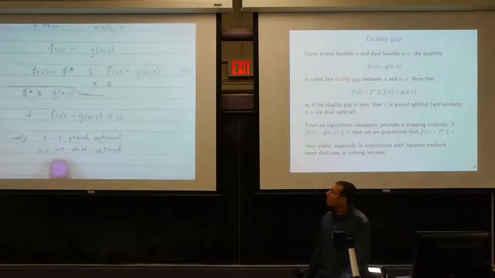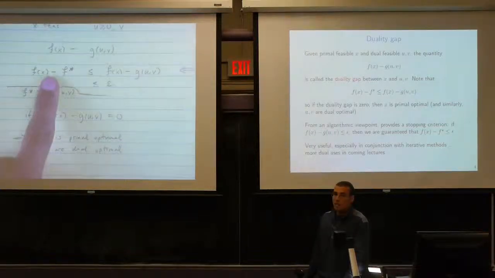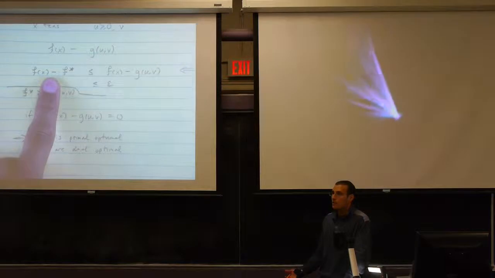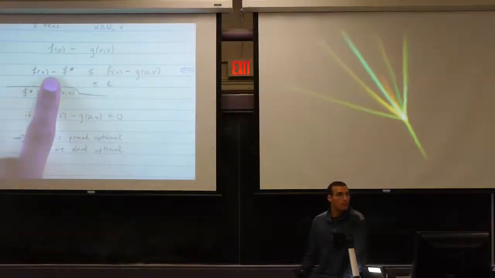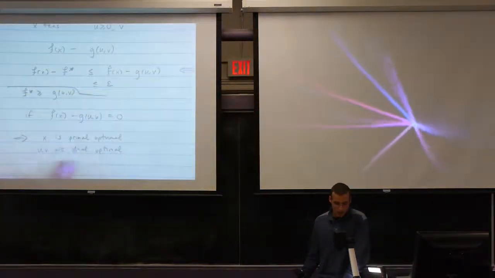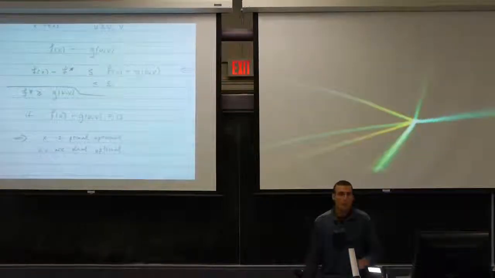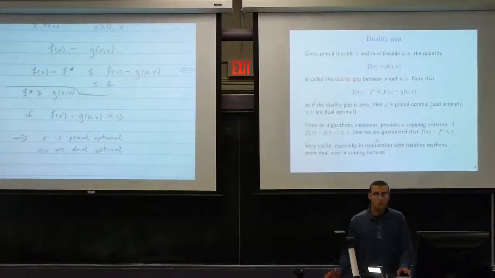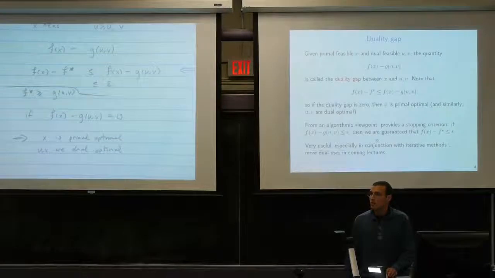Why are u and v dual optimal? Well, I can get the analogous relationship in terms of g. I get that g star minus g of u, v is bounded by the duality gap also. Right? So if it's 0, I also get that u and v are dual optimal. So as long as the duality gap is 0, we have the solution to both the primal and the dual problems.